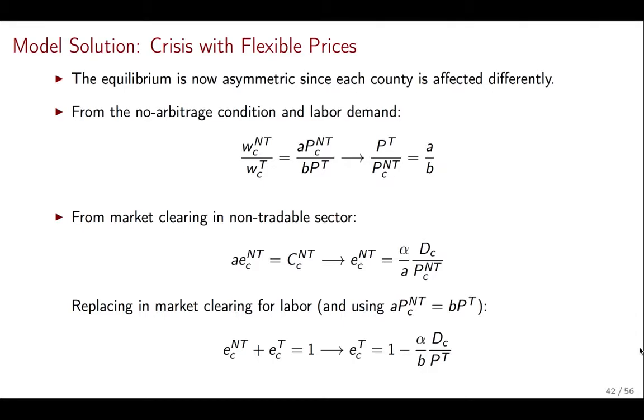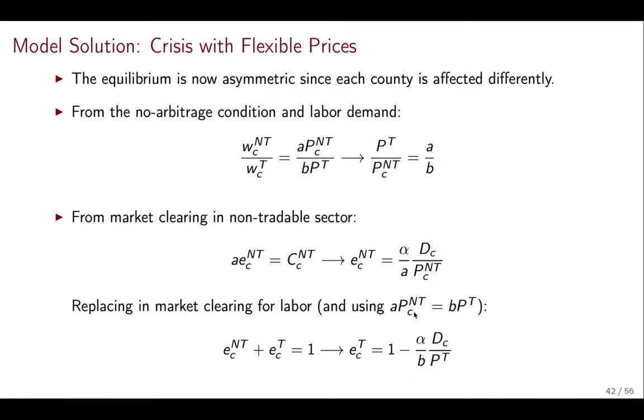Now from market clearing, we know how much labor has to be in each of the two sectors as a function of the demand shock in each of the counties. What we're doing here is rather simple, but it does take a lot of steps. The first step is to look at market clearing in the non-tradable sector. This is total output of non-tradable goods in County C equal to total consumption. Now, from the first order conditions of the consumer and the solution to the consumer problem, we know that total consumption demand is going to be alpha times the demand in that market over the price.